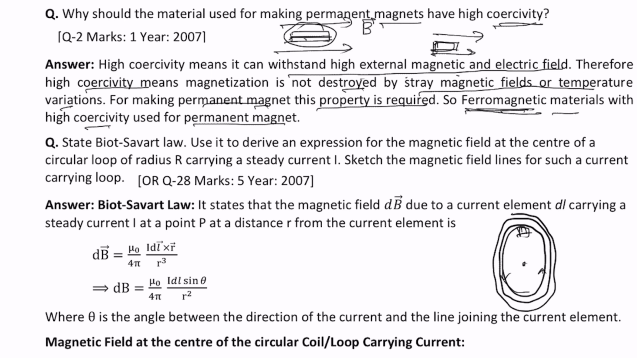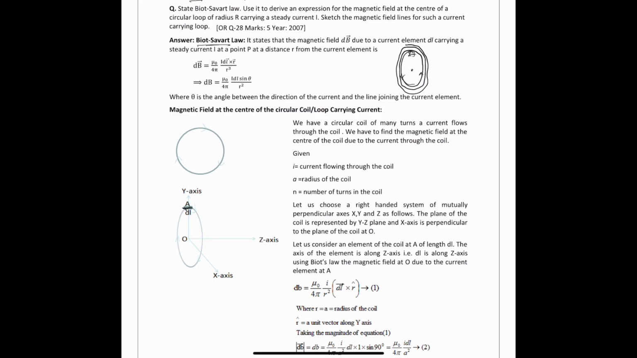Now, what is Biot-Savart law? Because of a current element of length dl, what is the magnetic field it gives? It is equal to I dl cross r, where dl is the length of this element, by r cube. r is in this direction.